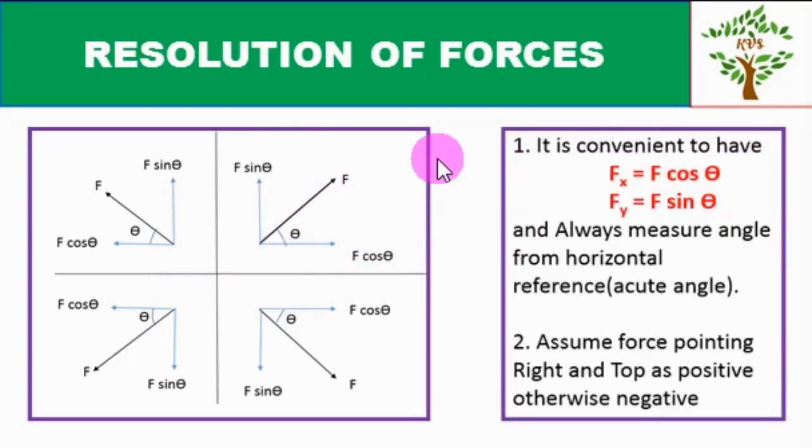It is convenient to have Fx equal to F cos theta and Fy equal to F sin theta, and to always measure the angle from the horizontal reference. That is, it should be an acute angle. If the directions of the x and y axes are not indicated, then the right side of x is considered positive and the upward direction of y is considered positive. In some cases, if the xy directions are given, then those directions marked with x and y will be considered positive.